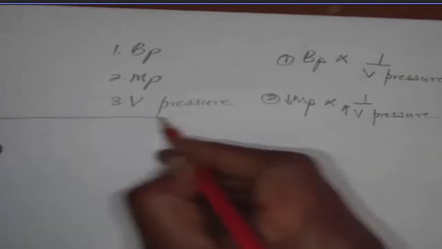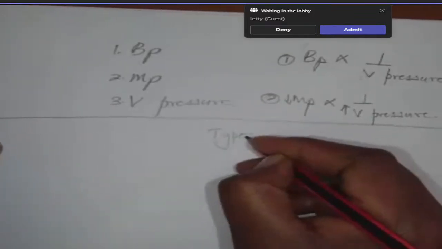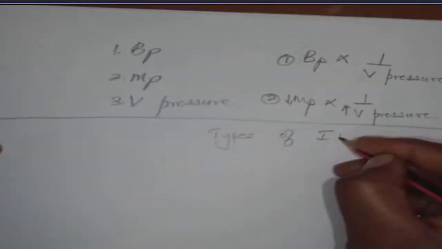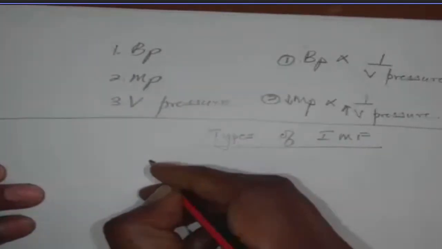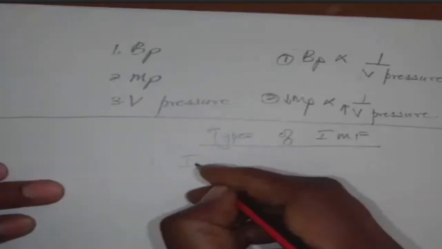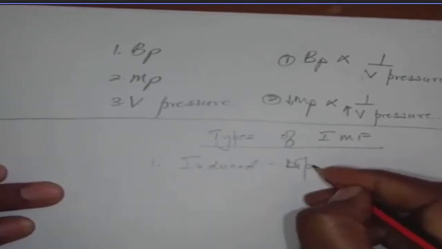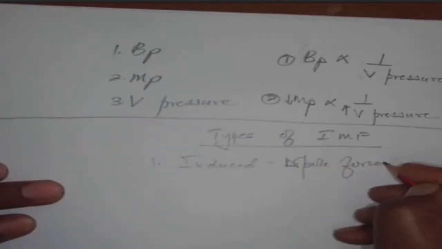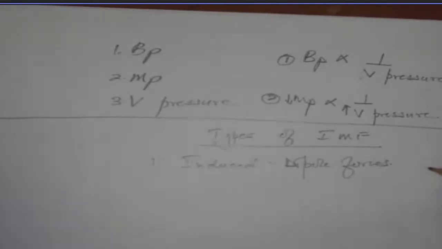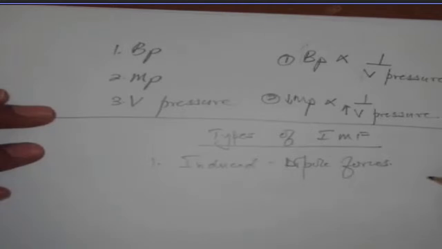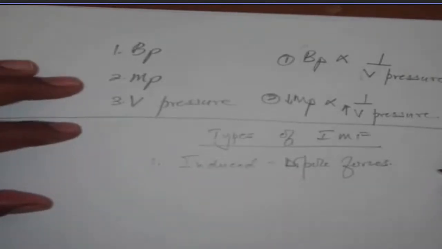All right, the types of intermolecular forces. Then we'll go to the types of intermolecular forces. So now, if I start with the induced dipole forces, we can say this is the dispersion force, or you can say London forces. But for now, I wanted to stick with the induced dipole forces.